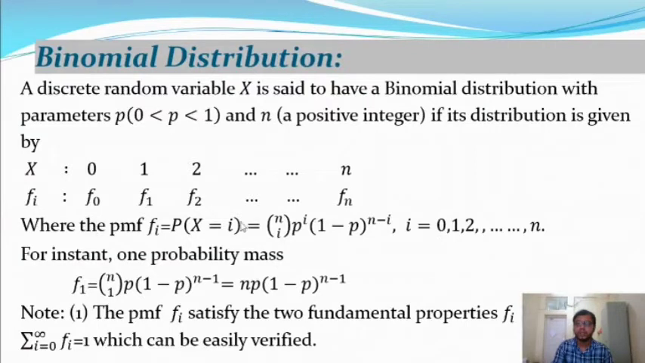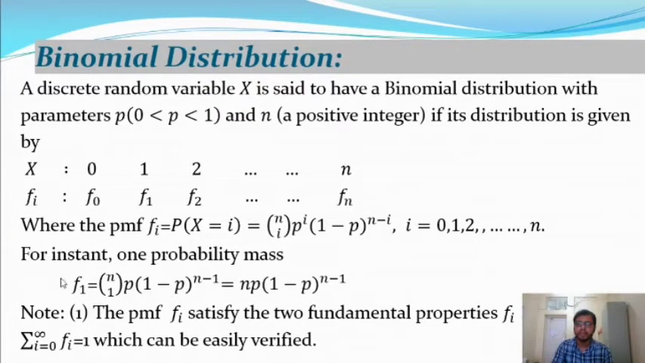So this is called the binomial distribution, denoted by f_i or probability of X equal to i, and is defined as nCi p to the power i into (1 minus p) to the power n minus i. And there are two parameters, p and n, where p lies in the interval 0 to 1, and n is a positive integer.